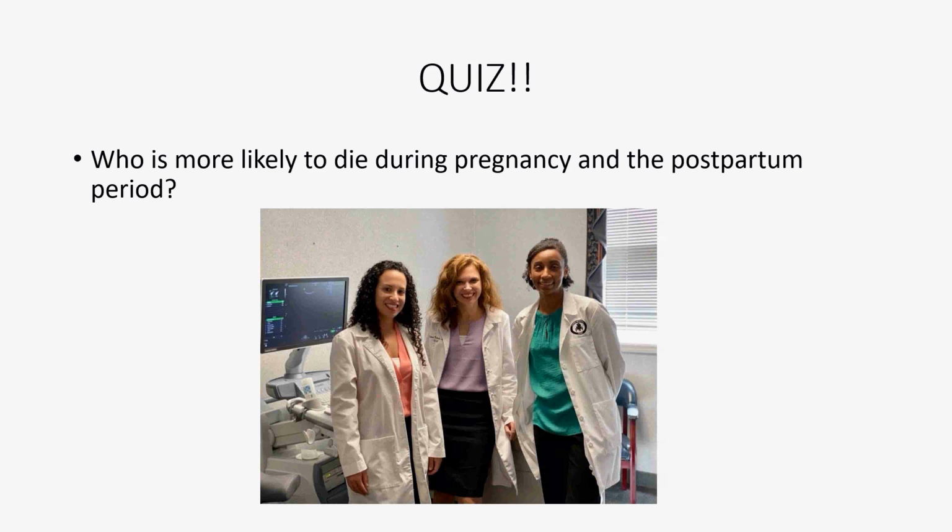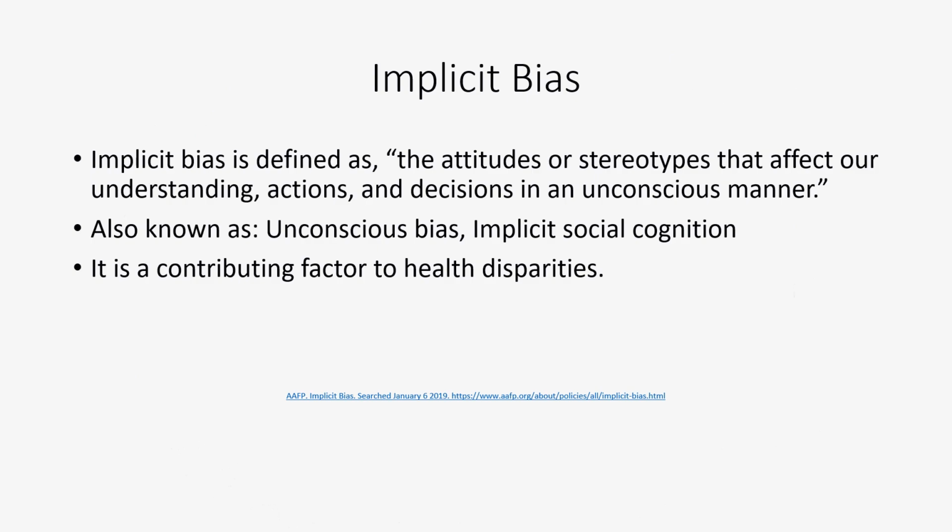So let's go on to not the next slide, but the slide after that, and start talking about implicit bias. It is defined as the attitudes or stereotypes that affect our understanding, actions, and decisions in an unconscious manner. It also can be called unconscious bias or implicit social cognition.